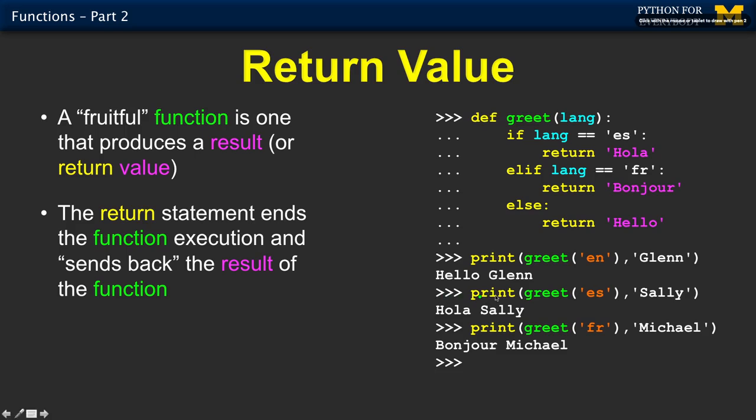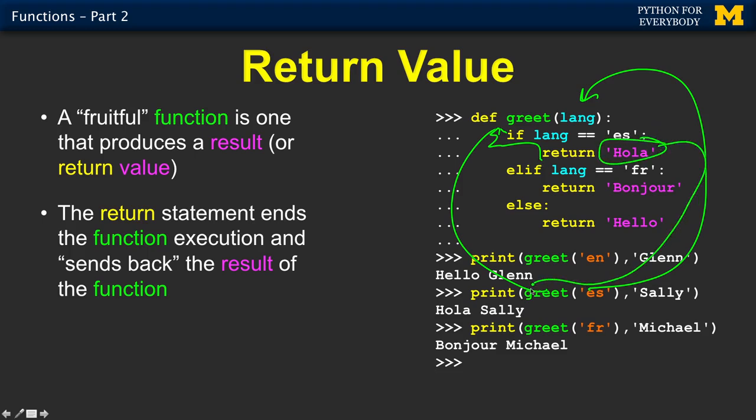So now we do this, greet ES, so we're going to call this code, and ES is going to come in as lang, and in this case it's going to run this and return hola. So hola is going to then become, this replaces, and that says hola Sally.